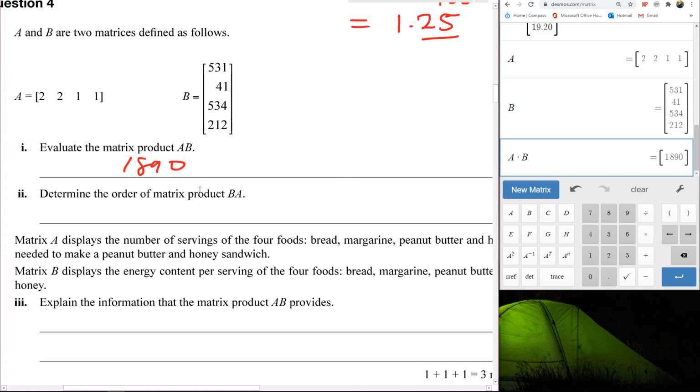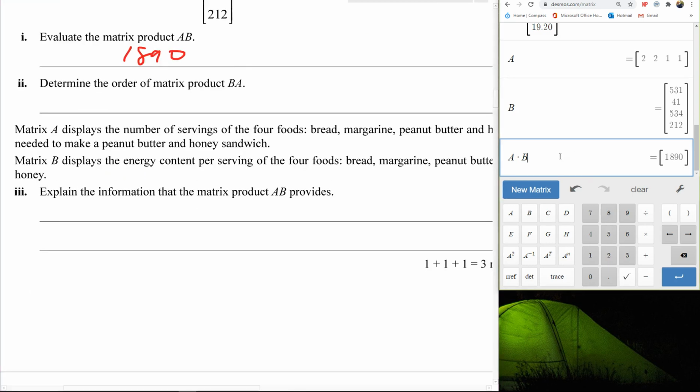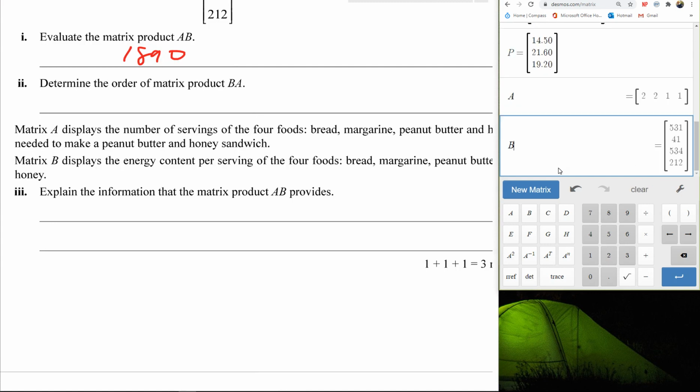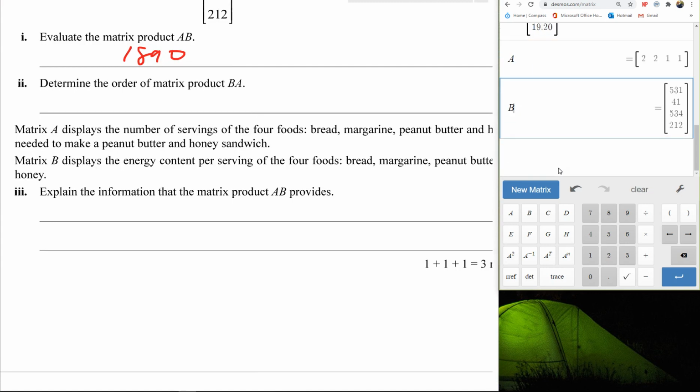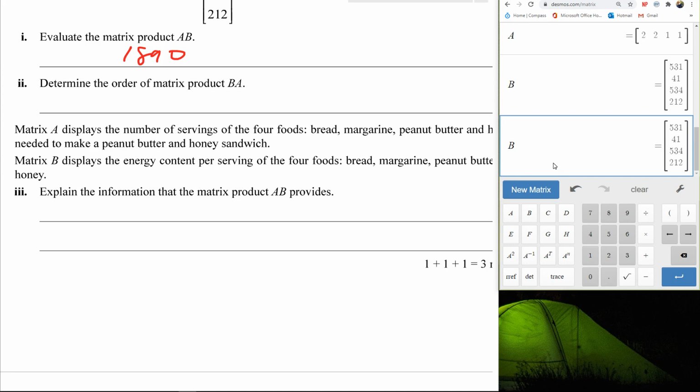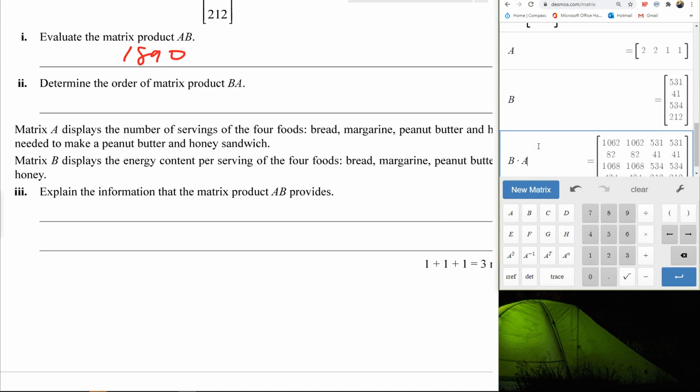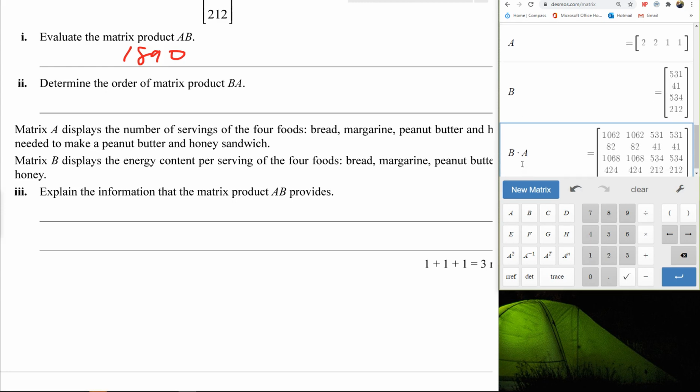Next one, determine the order of the matrix product BA. So if you multiply BA, see what happens. You've got matrix B here. Let's clear this. Now, you probably think there's matrix B and there's matrix A. Remember, when you're multiplying 2 matrices together, the order matters. Because if you go B times A here, watch what happens. It changes it. So A times B doesn't necessarily equal B times A, yeah?